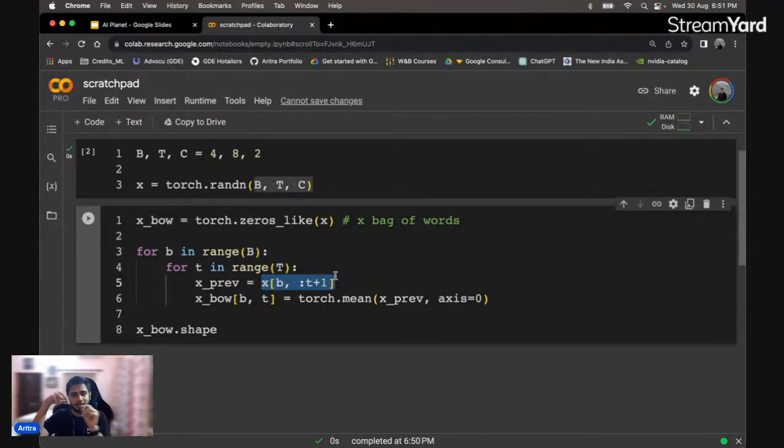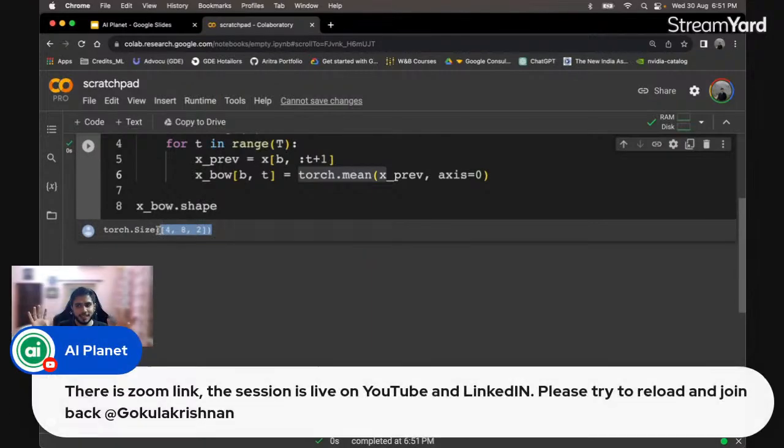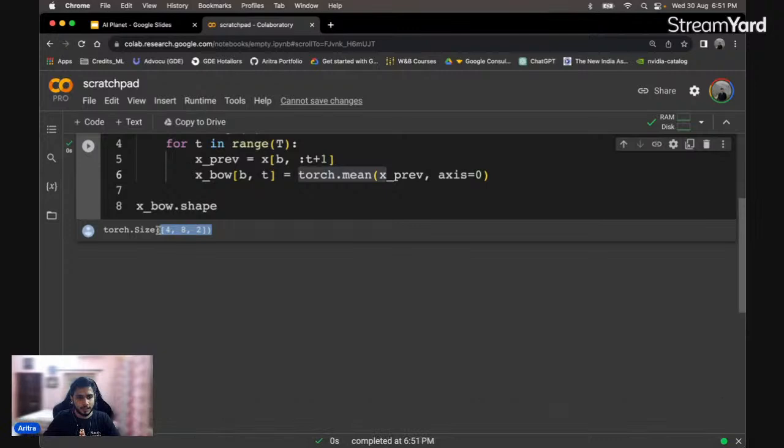So everything till t plus 1. Once I move this indicator, I just want to take everything out of it, so the slice of the prefix. What I'm trying to insert into the bag of words is the torch.mean of the entire previous prefix. If I do that, what I get is a shape of 482, which is something I want. So averaging is a good way of communication.